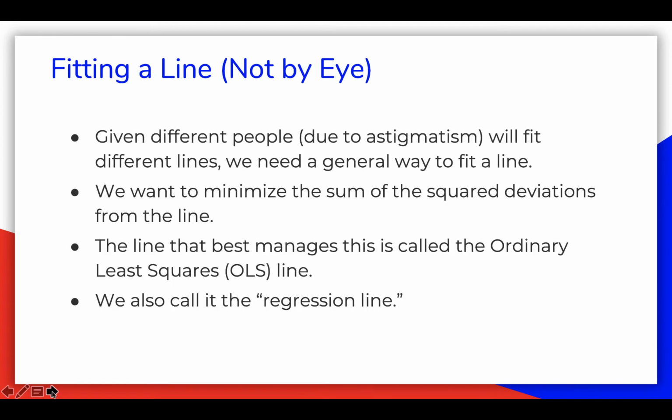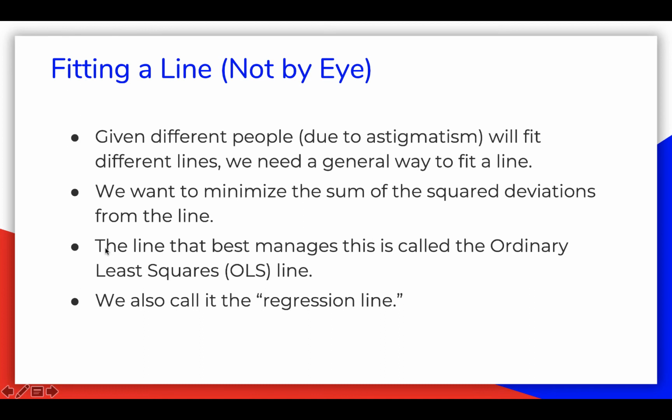So, this was just me fitting a line by eye, but perhaps if I let lots of people do this, people would come up with different lines, right? Even if it's just marginally different, perhaps these people have astigmatism, right? So we need a general way to fit a line without just relying on people's eyes, because chances are people's eyes are not completely accurate. So we use regression, and we do this by minimizing the sum of the squared deviations from the line. That just means all of those points, we want to make sure that the line gets as close to all of them as possible, minimizing the error or differences between the observation and the line of best fit.